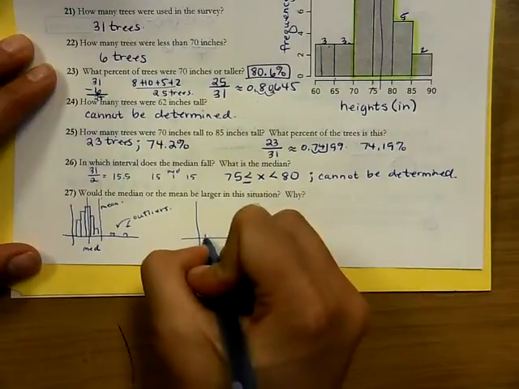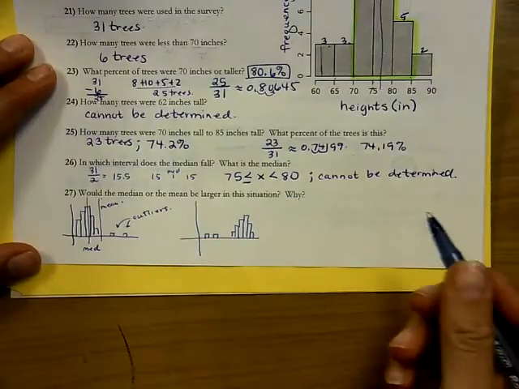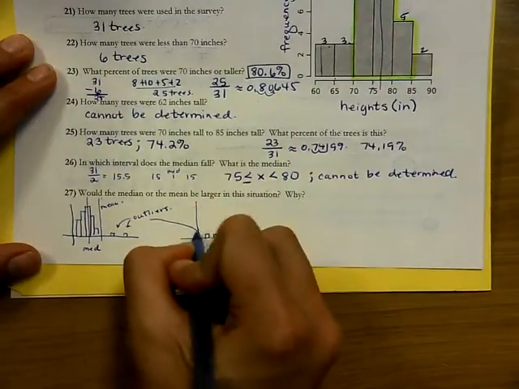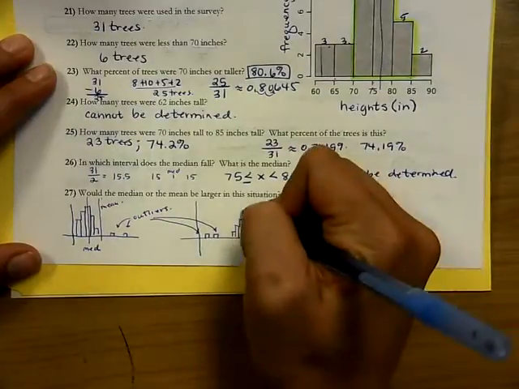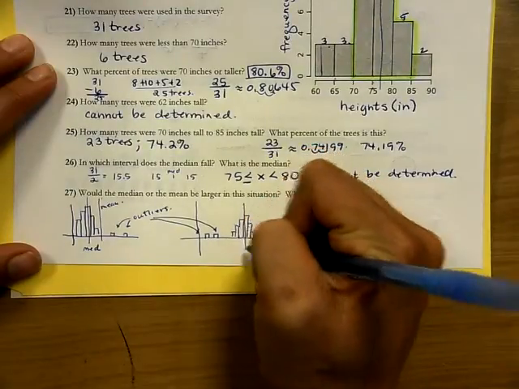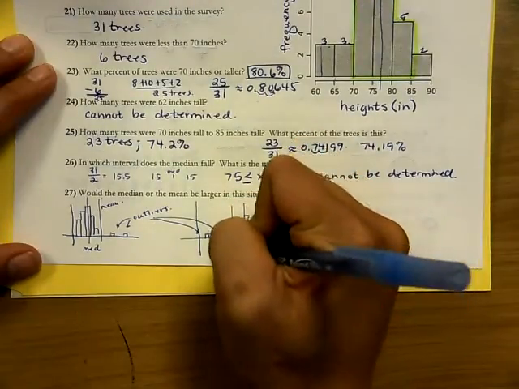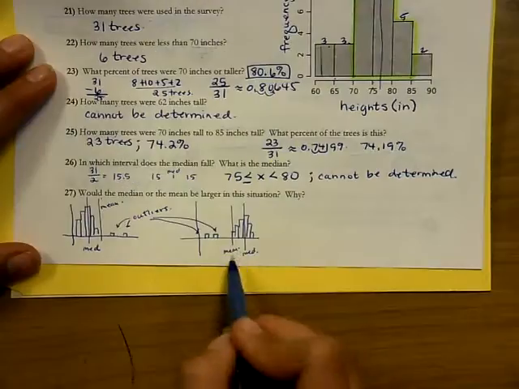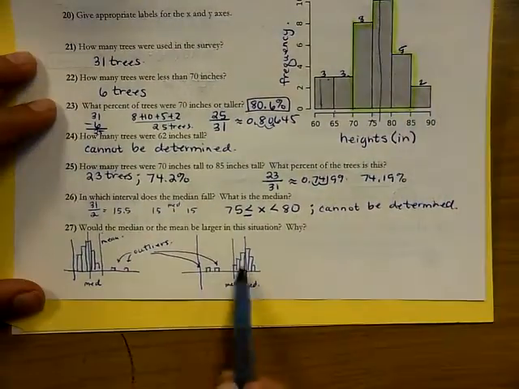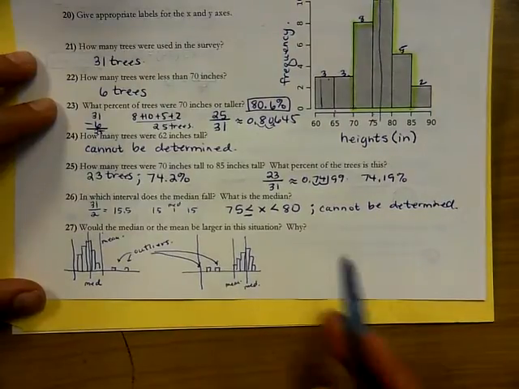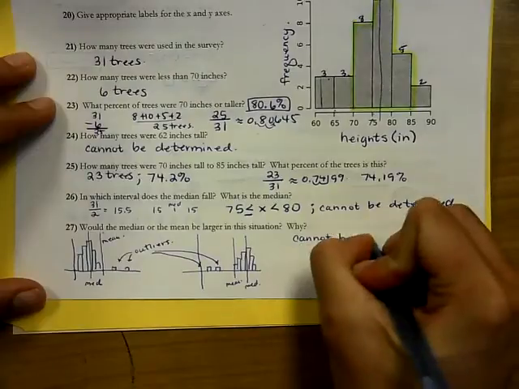Or if you had it skewed the other way, meaning you have all of these guys here, and then you have an outlier down here. Again, these outliers pull the mean towards the outlier. So the median is going to be right in the middle of the number of data. So we'll say the median would be about here. The mean is going to be pulled that direction. So in this case, the mean would be less than. This histogram does not really follow either one of these two, obviously. So in this case, I would say cannot be determined.